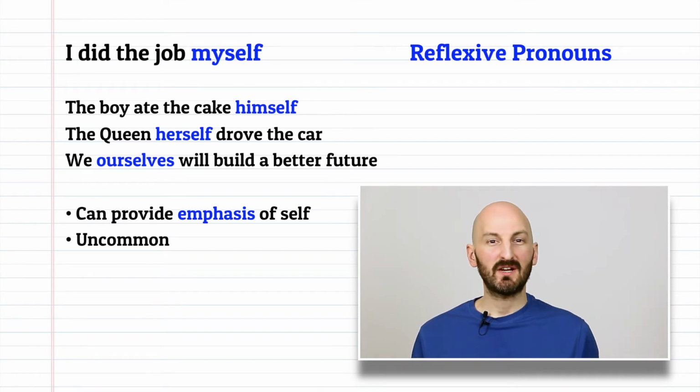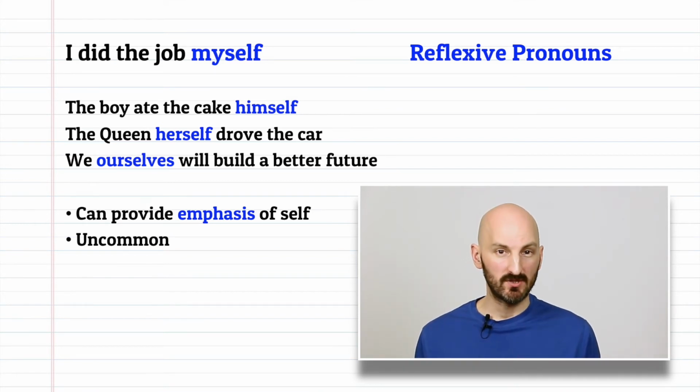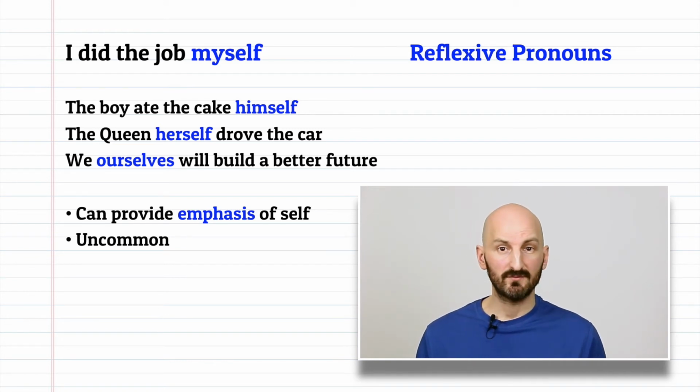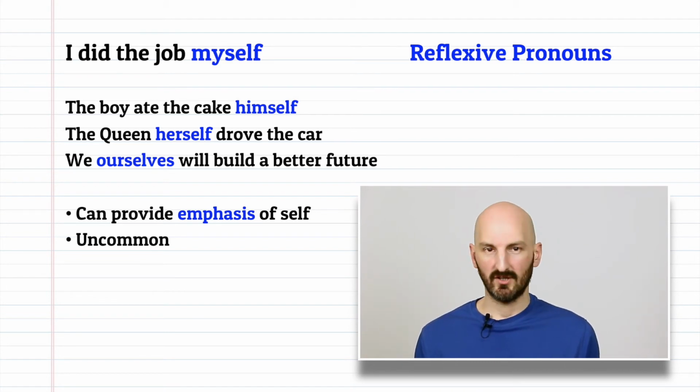We can also use reflexive pronouns for emphasis in sentences. We do it by moving the position of the reflexive pronoun in the sentence. For example, I did the job myself. The reflexive pronoun is not in the usual position as the object. In fact, the object is the job. In this case, the fact the speaker did the job is very important. The reflexive pronoun shows a strong emphasis when not in the usual object position. Other examples of using reflexive pronouns for emphasis are the boy ate the cake himself, the queen herself drove the car, we ourselves will build a better future.